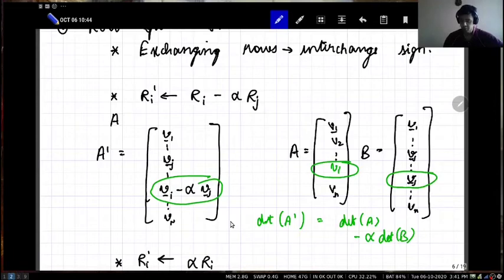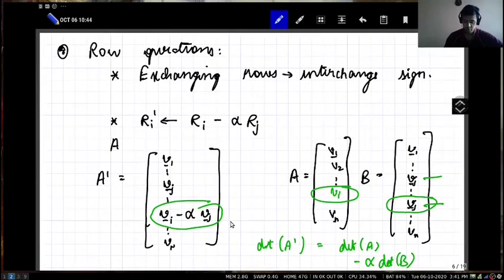But what is the determinant of B equal to? I want you to pause the video and think about this. The determinant of B is equal to 0 because you have two rows which are identical. So this is equal to determinant of A. So this type of row operation, where you subtract a constant multiple of another row from a row, does not change the determinant of the matrix.